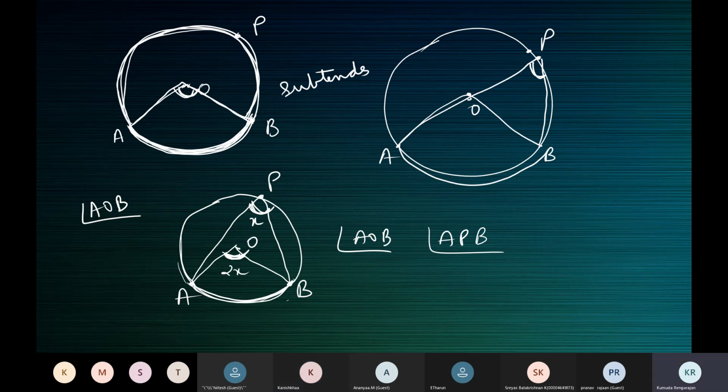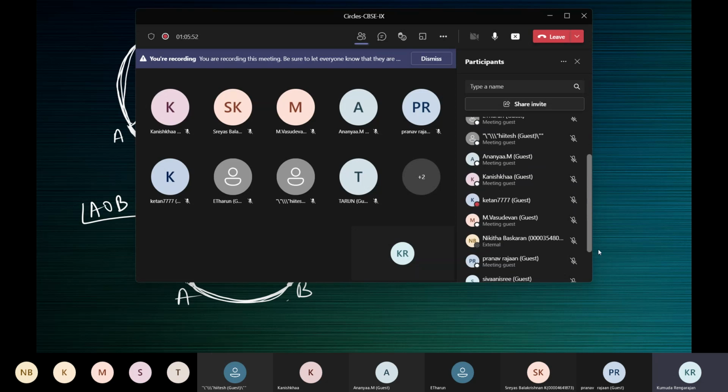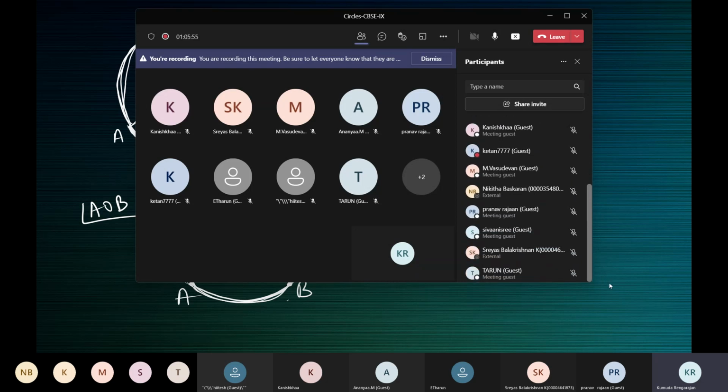Thank you for acknowledging. See, thank you is not for understanding. If you don't understand, it's my duty to repeat. So I can repeat only if you say you have some doubt. When you say repeat, you'll have to ask me what your doubt is specifically. No doubt, ma'am. Okay, Kanishka says no doubt. Others? No doubt. Tarun, Hitesh, Ananya, Kanishka, Arav, Vasudevan, Nikita, Pranav, Shwani, Shreyas, and Tarun.